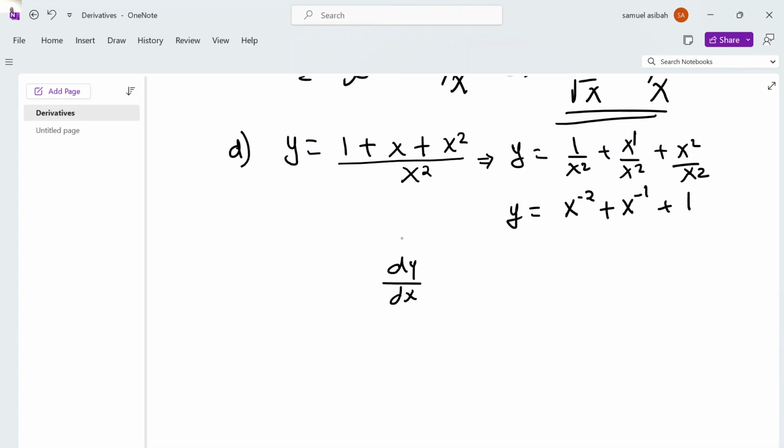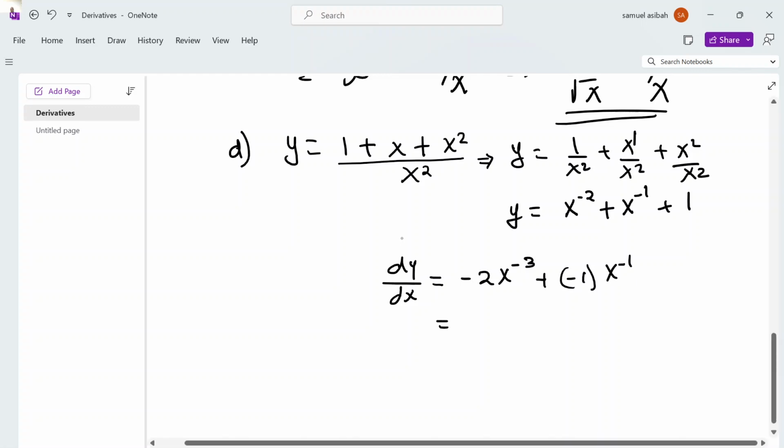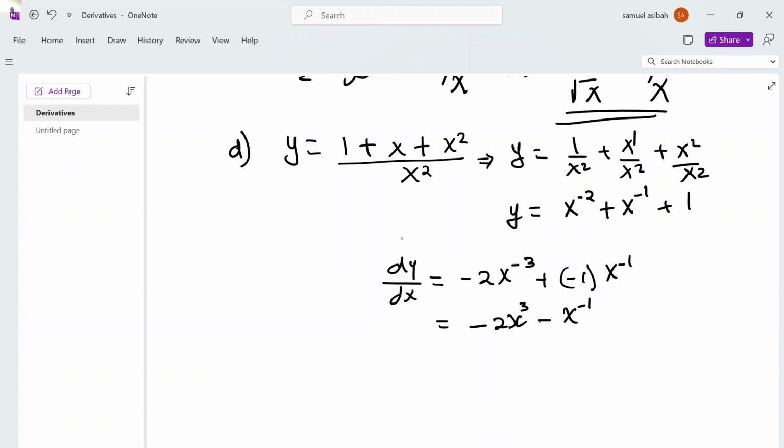So dy over dx here is equal to, now the first one we multiply by negative 2, then we subtract 1 from the power. Then you get the second one multiplied by negative 1, then you subtract 1 from the power, and then the constant becomes 0. So what do you get here? What you get here is negative 2x raised to negative 3, minus x raised to negative 1.